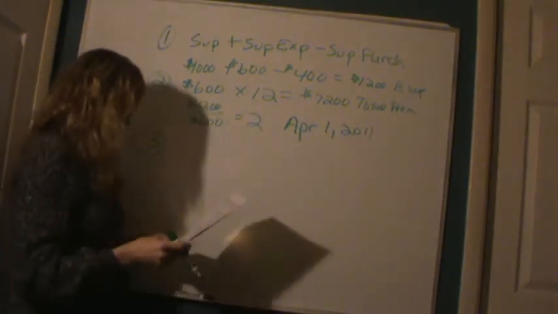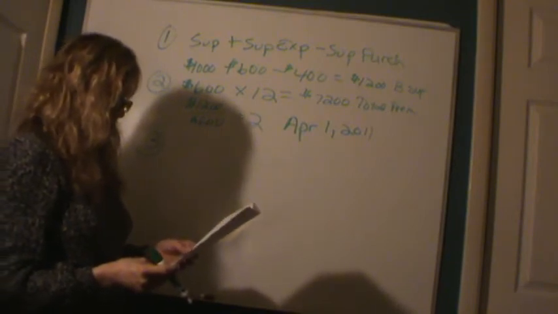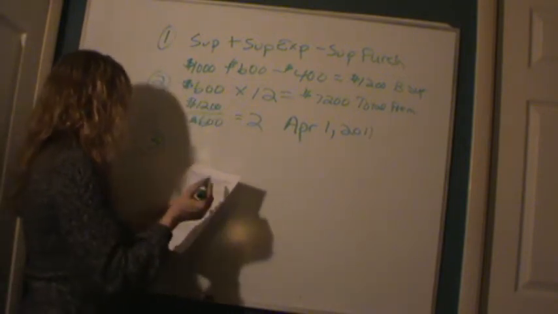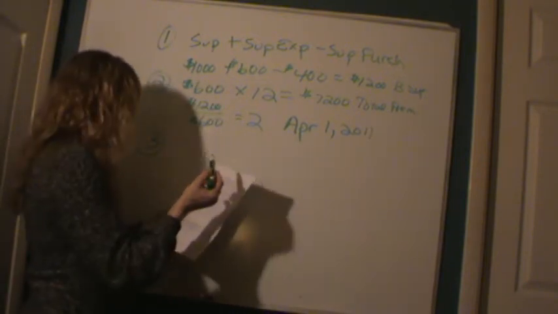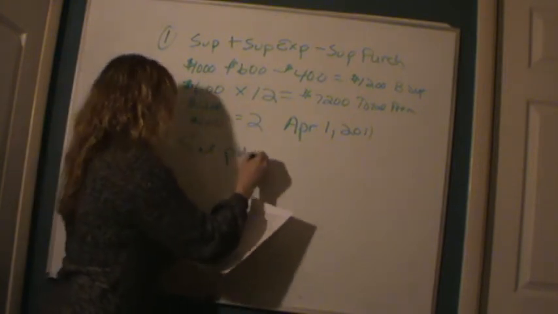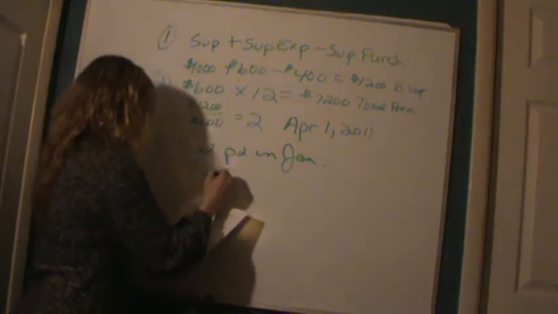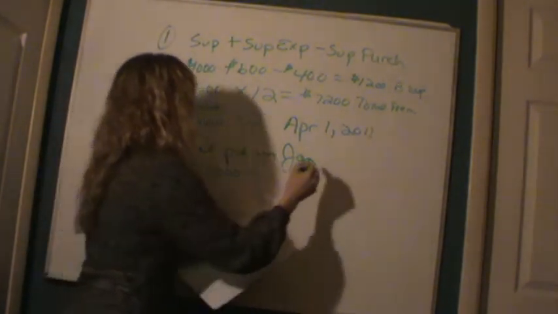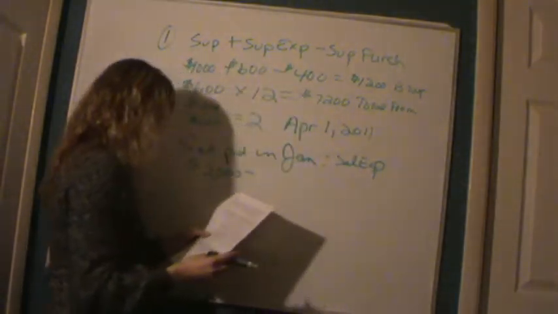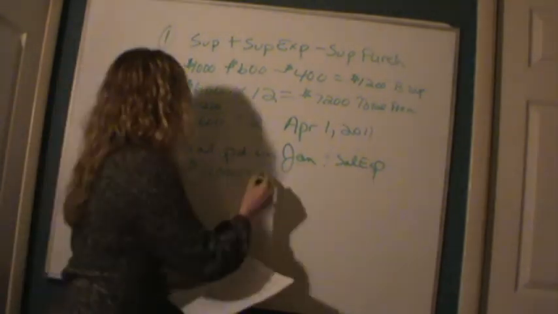Number 3. If $2,000 of salaries were paid in January, what's the balance in salaries payable at December 31st, 2011? So we're looking for the previous month and actually the previous year. First of all, we want to look at the salaries paid in January, and we're given that amount, $2,000. We need to subtract salaries expense, and if you look at that adjusted trial balance, salaries expense is $1,500.